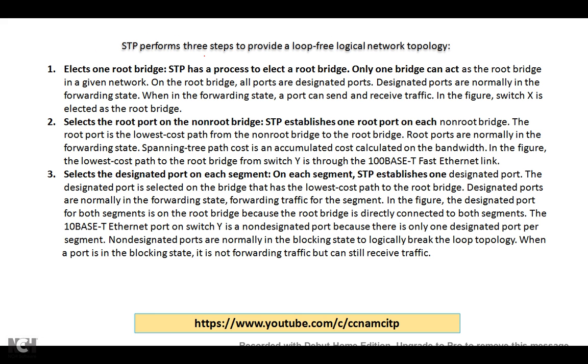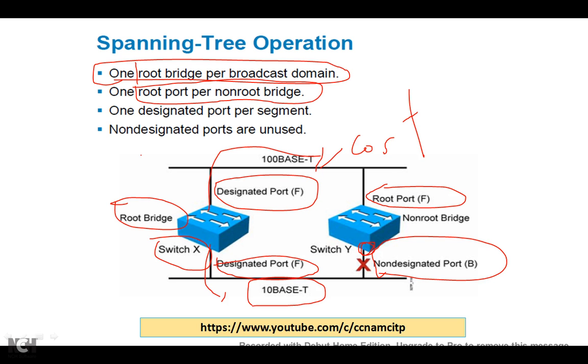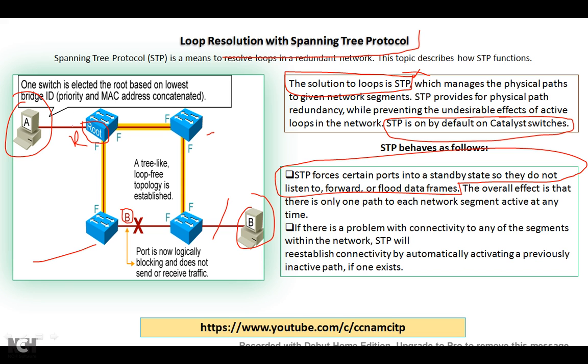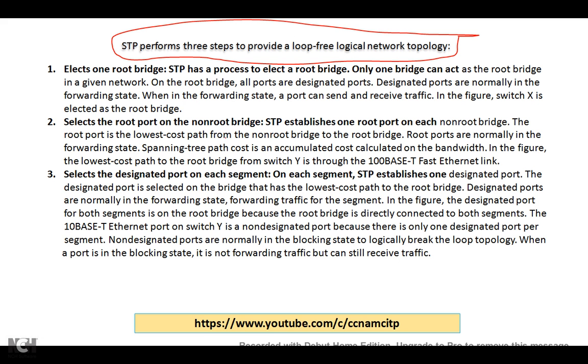Okay, so here we have three steps. Spanning tree performs three steps to provide a loop-free logical network topology. So whichever topology we have, if we want to keep it loop free, it will follow three steps. The first step, as I told you, is the root bridge. How will it select one switch to be the root bridge out of four switches? Why this one and not that one? We will see what happens.